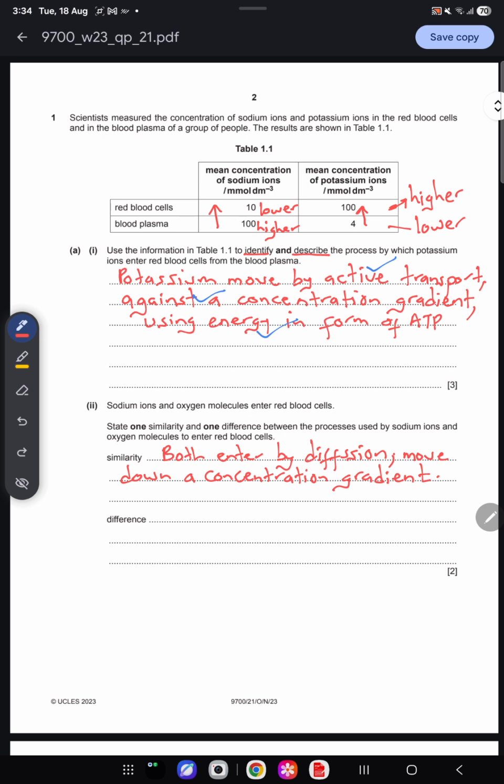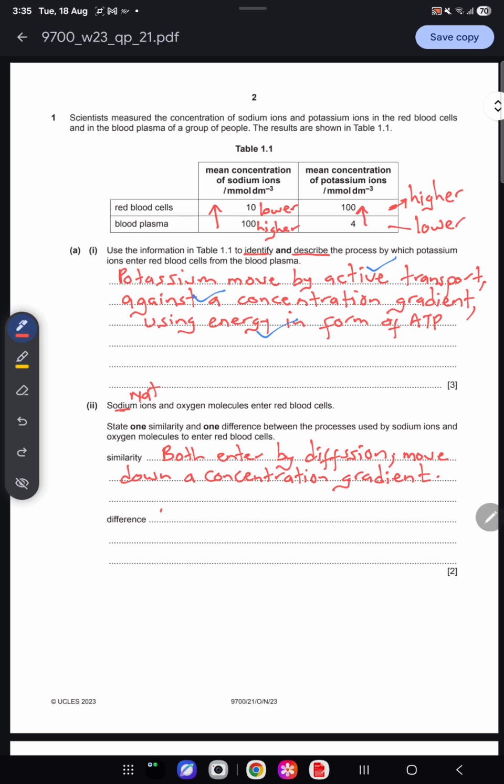Next, difference. We are looking for a difference. Remember that sodium ions are charged. So these ones have a charge. But oxygen molecules are non-charged. So we know that ions cannot cross the cell surface membrane freely through the phospholipid bilayer. So they have to use transport proteins. Whereas oxygen molecules are able to pass through the phospholipid bilayer. So that is where the difference is coming from.